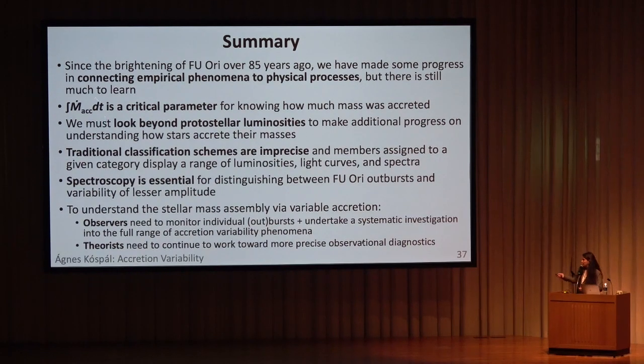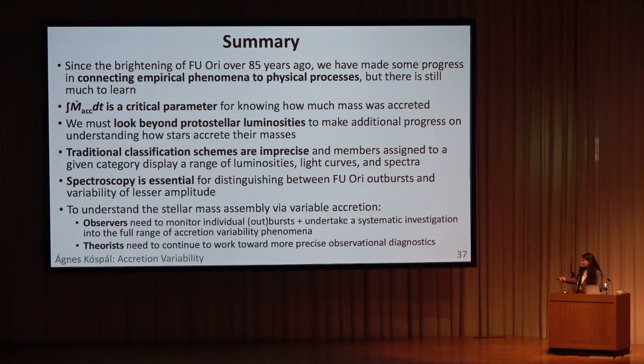The integral of Ṁ dt is a critical parameter in knowing how much mass was accreted. We must clearly look beyond the protostellar luminosities to make additional progress. Traditional classification schemes are imprecise, and members assigned to a given category display a range of properties. Spectroscopy is essential, both for distinguishing between FUors and other types of eruptive objects, and for verifying that a certain brightening event was indeed due to accretion.